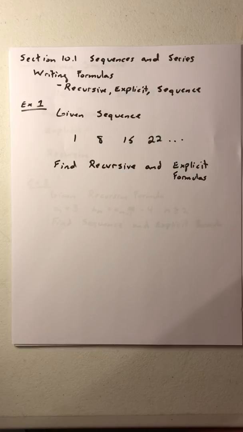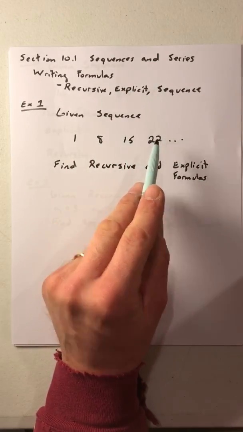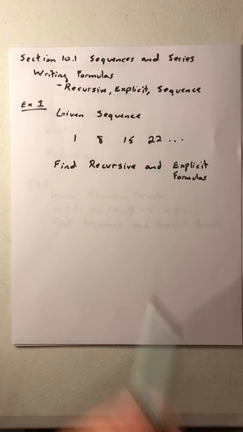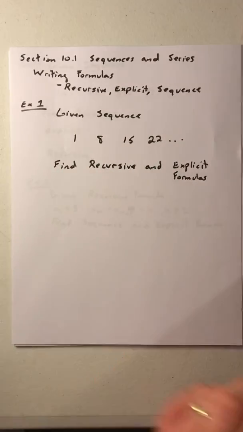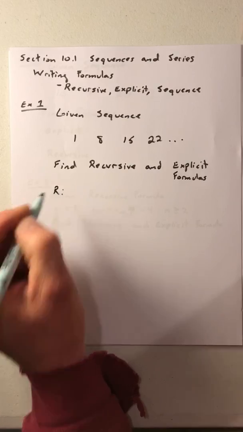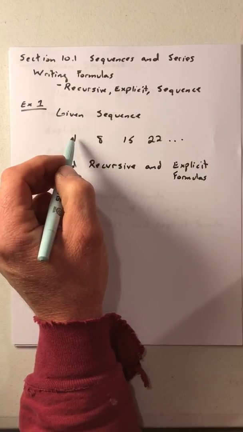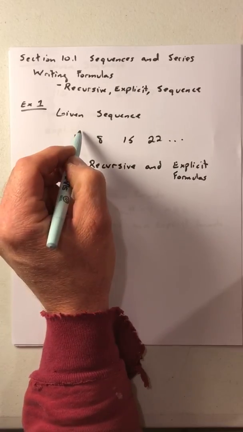So let's go ahead and look at an example where we give you the sequence and we ask you for the recursive and the explicit formulas. Notice in example 1, we give you the sequence 1, 8, 15, 22, so on and so forth. We can find the recursive and the explicit formulas given that information. So recursively, most generally, it's easiest to find the recursive.